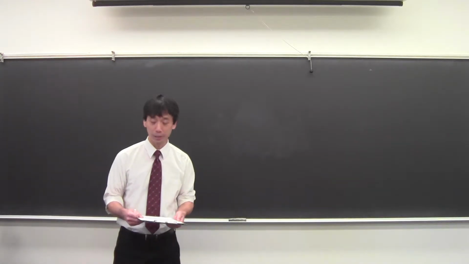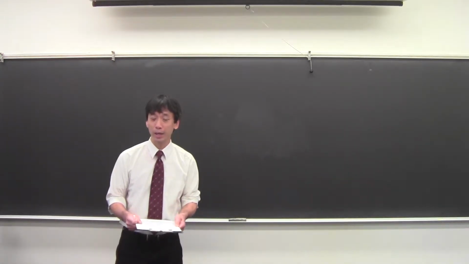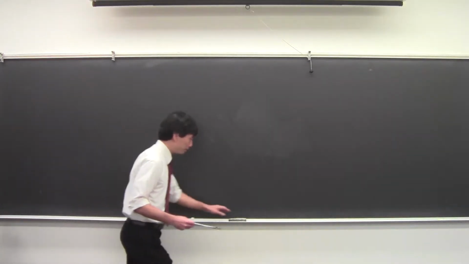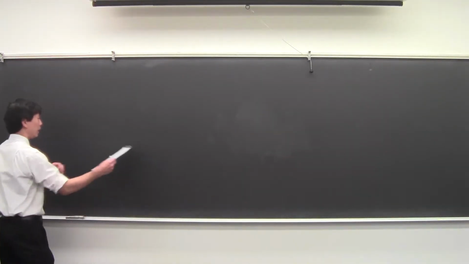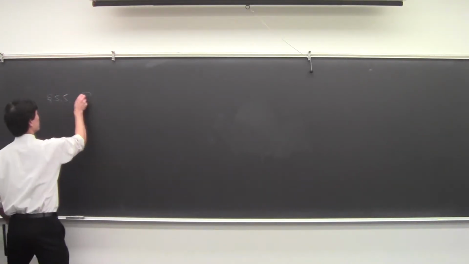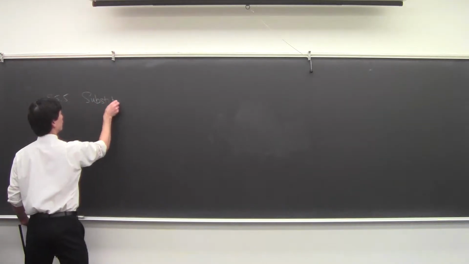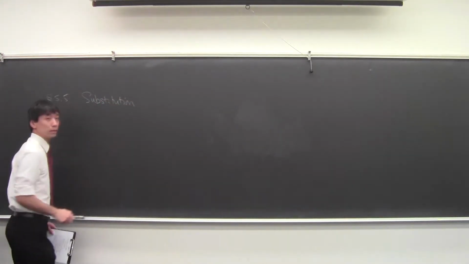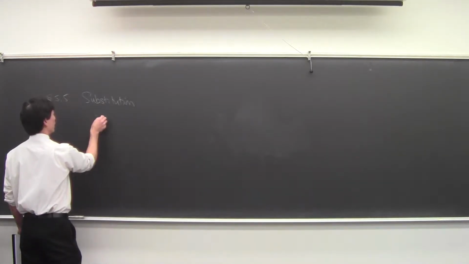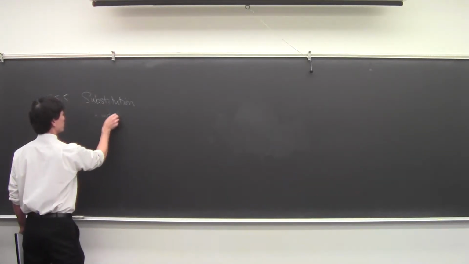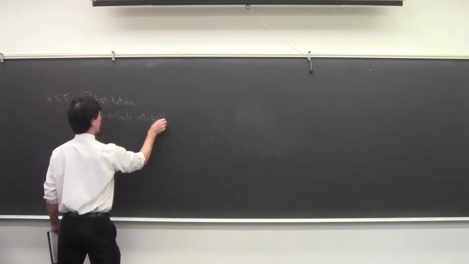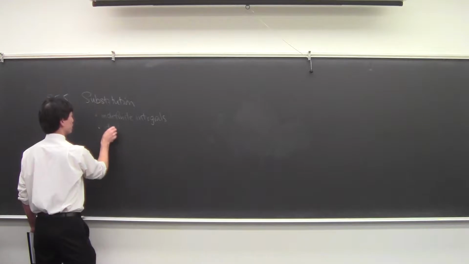So you find an antiderivative, and then you evaluate it at the endpoints. Okay. So today we're going to do section 5.5, which is called substitution. There are two versions of it. One is for indefinite integrals, and then the other is for definite integrals.